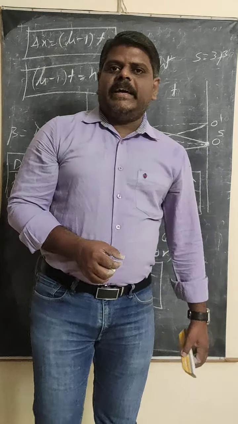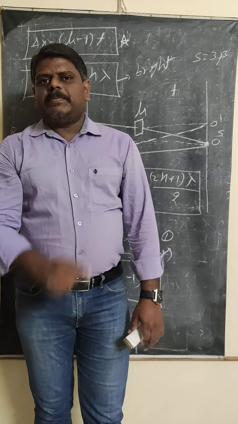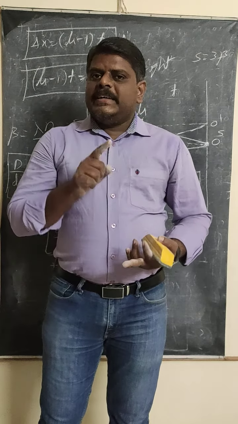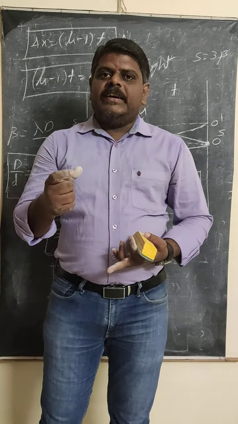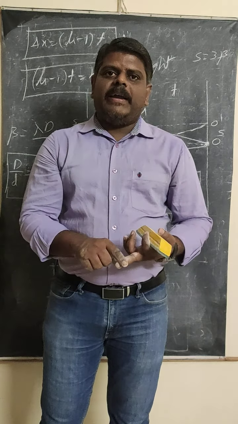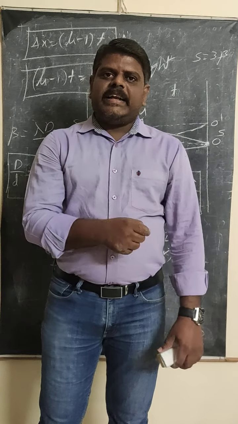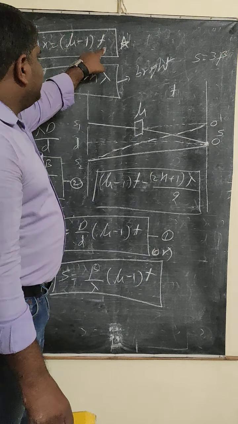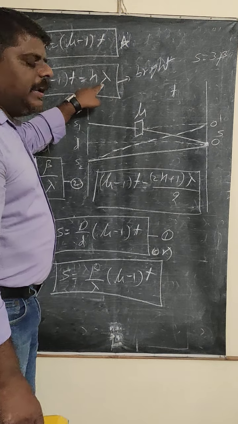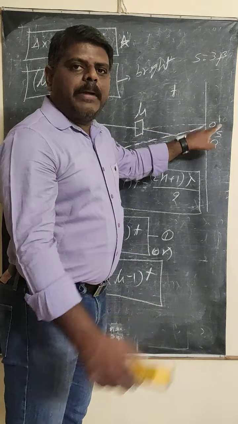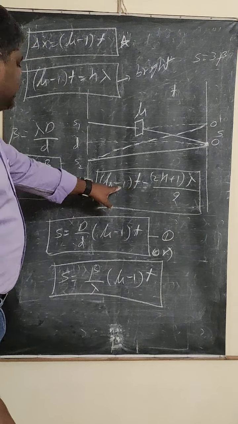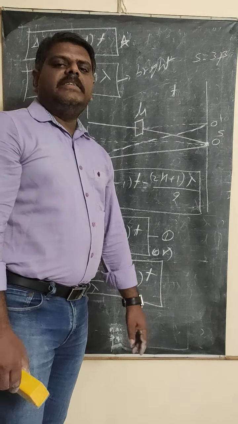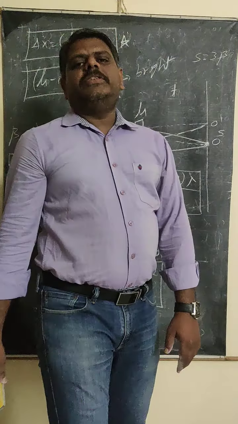So what are the main changes? When you use a thin transparent glass plate, two things will happen. First, the central bright fringe will shift. Second, whatever the shifted central fringe is, it may not be bright; it may be a bright band or a dark band. That is decided by the path difference (mu minus 1) into t. If (mu minus 1) into t is equal to n lambda, at point O dash you get the bright band. If the path difference (mu minus 1) into t is equal to (2n plus 1) into lambda by 2, then you get the dark band at the central fringe. These are the concepts you need to remember.